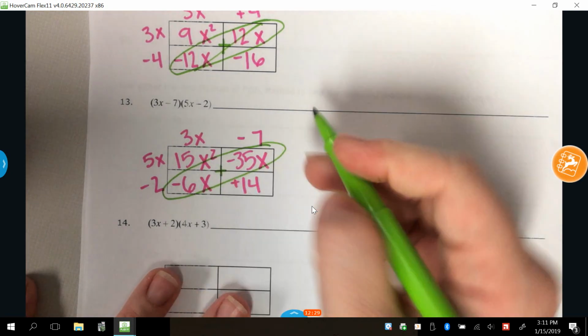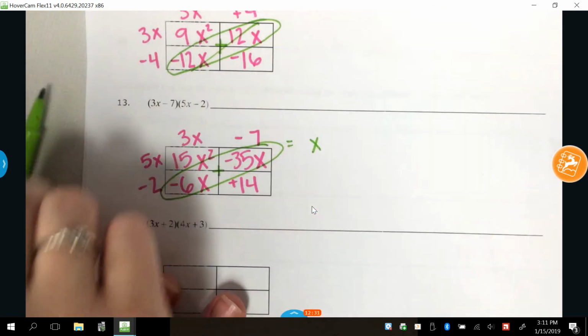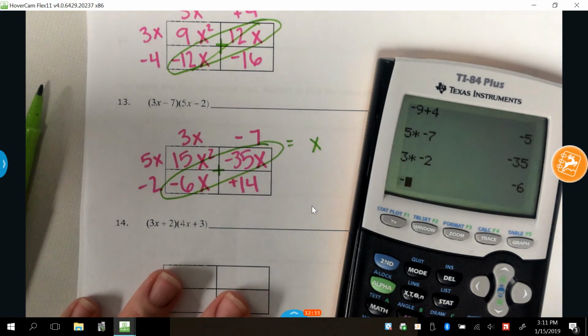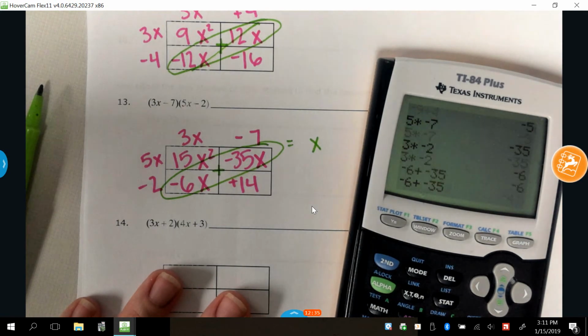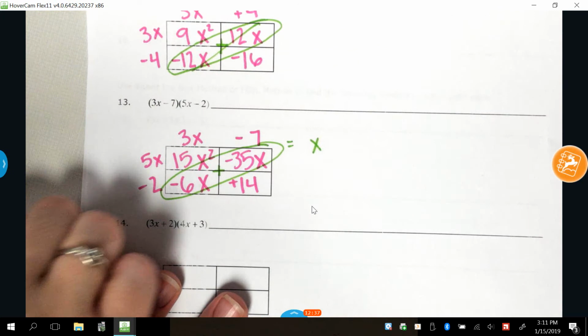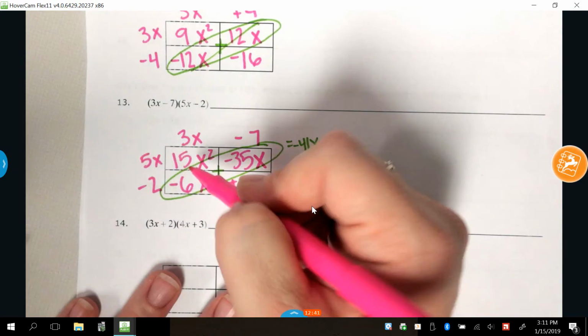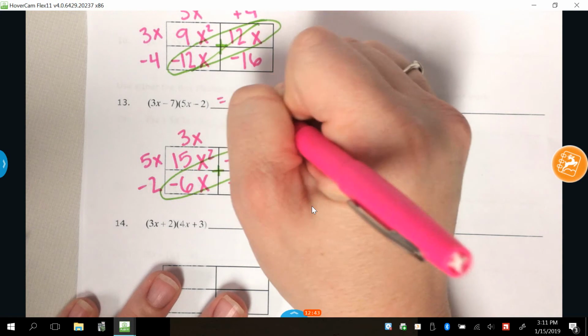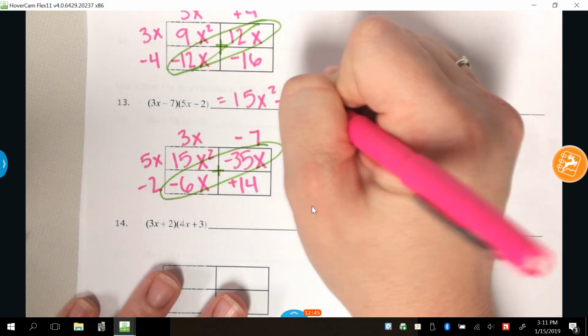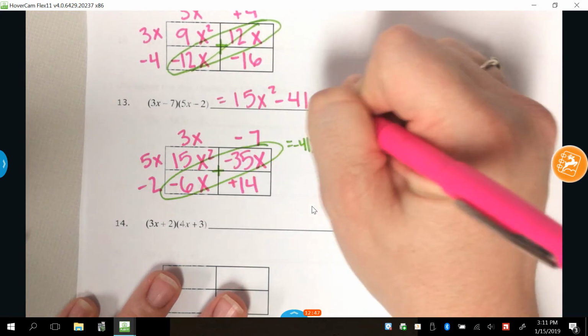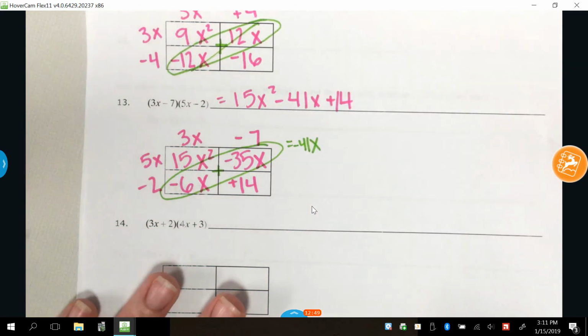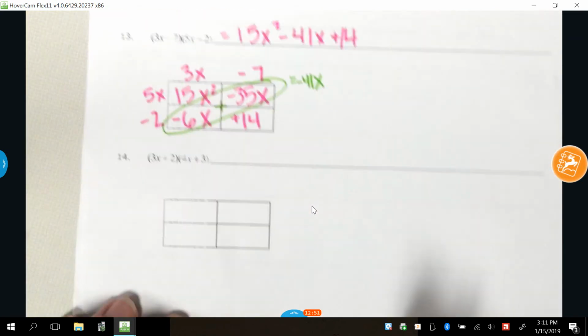We're going to add these. We know it's going to equal something x. Again, use your calculator. Negative 6 plus negative 35. So negative 41. So my answer is 15x squared minus 41x plus 14. Oop, there we go. Okay.